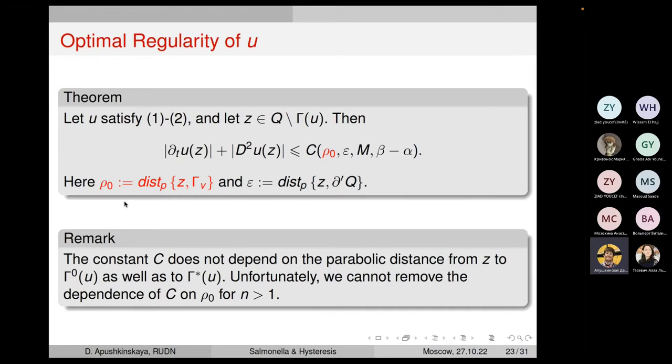I thought that maybe I would show you the arguments, but I understand that it would be too complicated for a person who is not familiar with this area. So I would prefer to give just the results only.